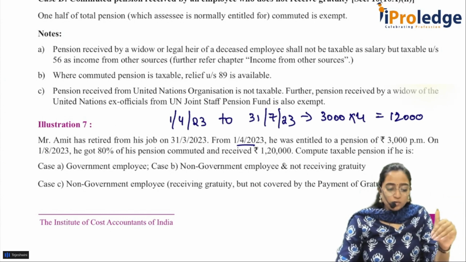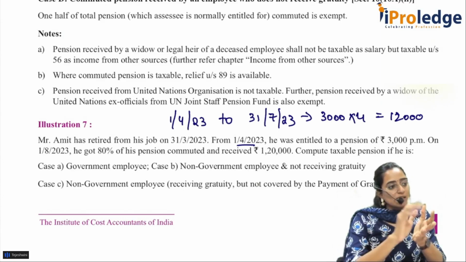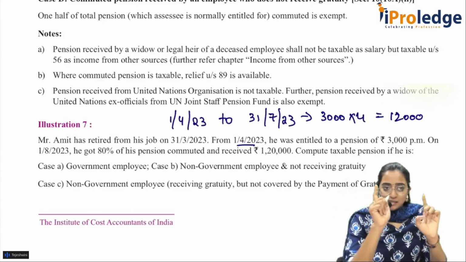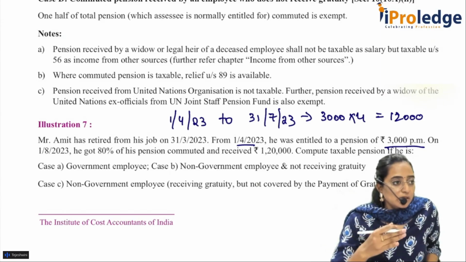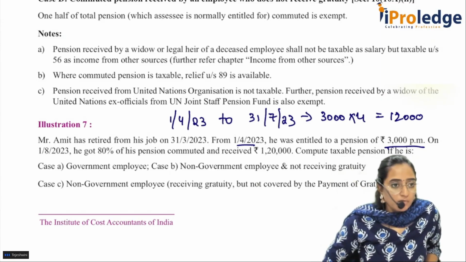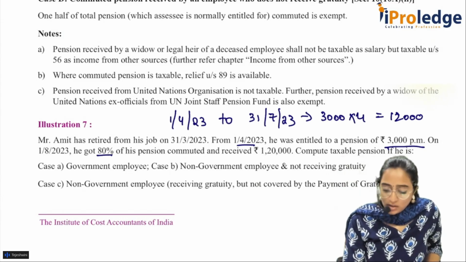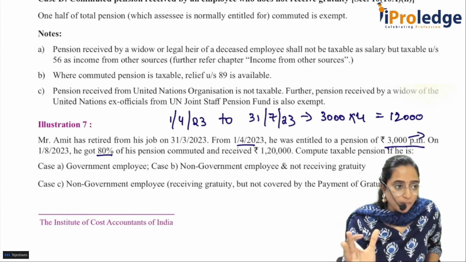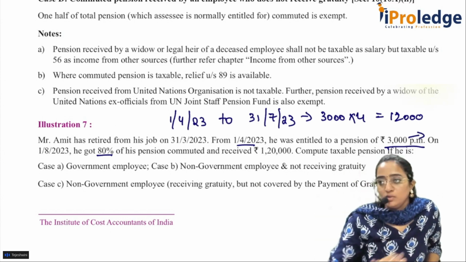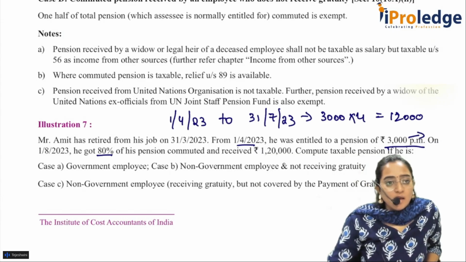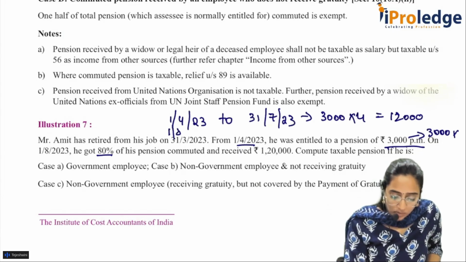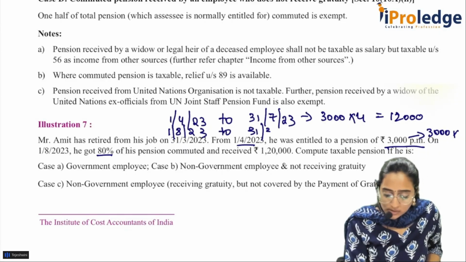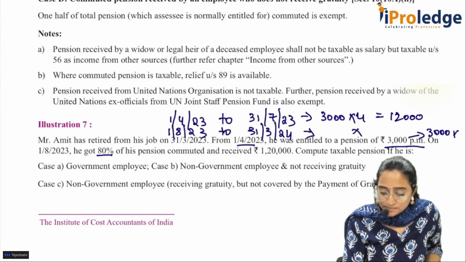Then later on what you did on 1/8/2023, you got 80% of his pension commuted. So on totality basis, he has received 80% of his pension. Can I say this 3,000 rupees, whatever this fellow was receiving, represented periodic payments out of 100% of his pension? So now if 80% is commuted, 20% of his total pension would still be given as uncommuted pension. So this 3,000 multiplied by, from 1/8/2023 to 31st March 2024, how many months? 8 months.